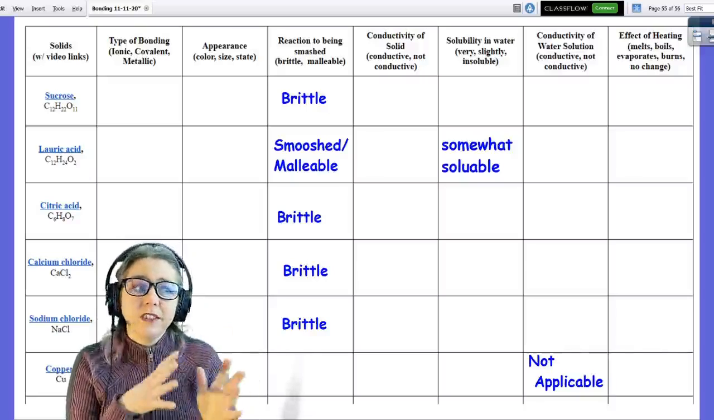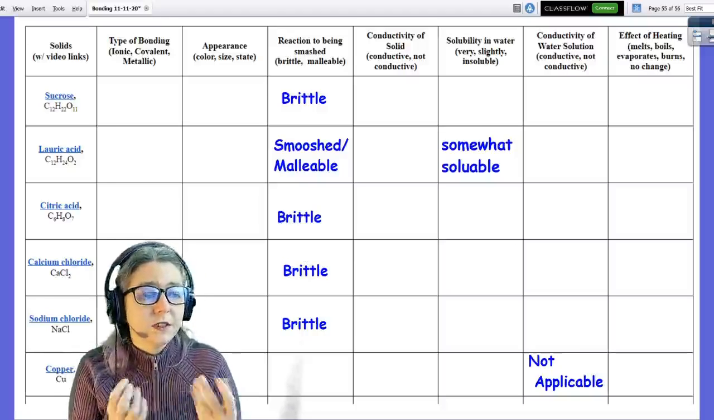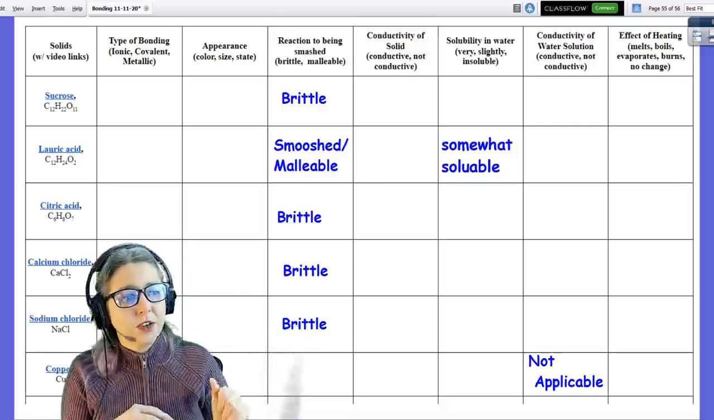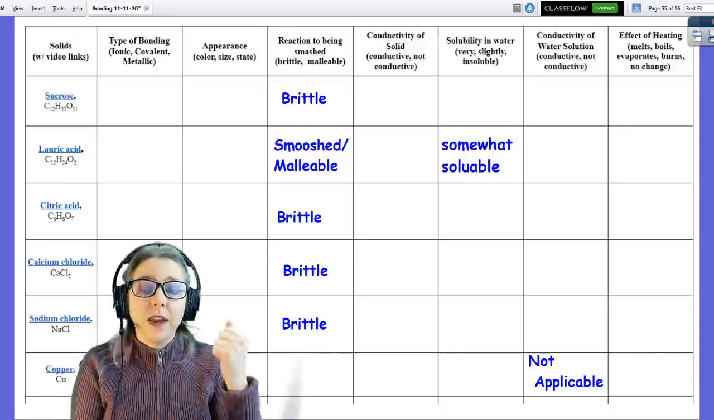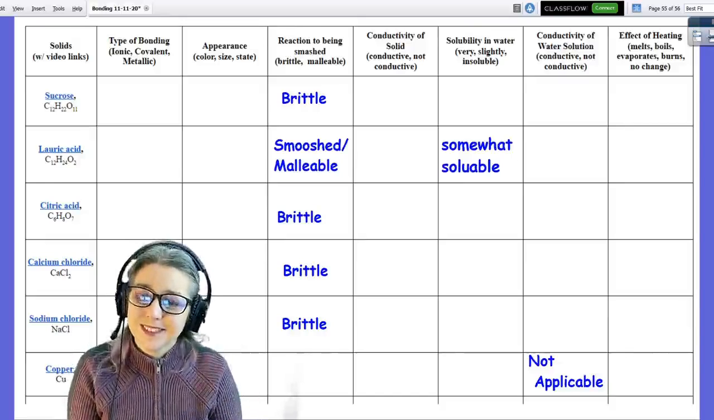So I would actually say the lauric acid was maybe malleable. They smushed, so it makes it malleable. My citric acid, my calcium chloride, and my sodium chloride were all very brittle. I had small crystals, and when I hit them with a mallet, they became smaller crystals.